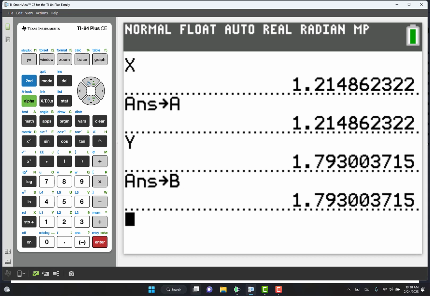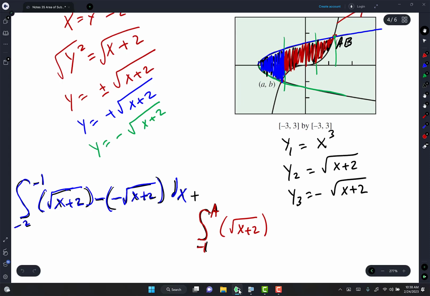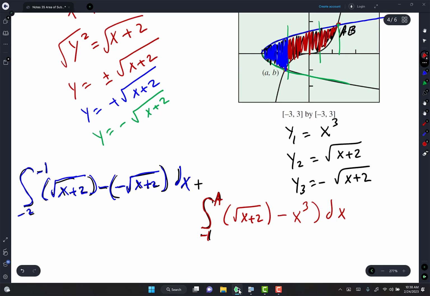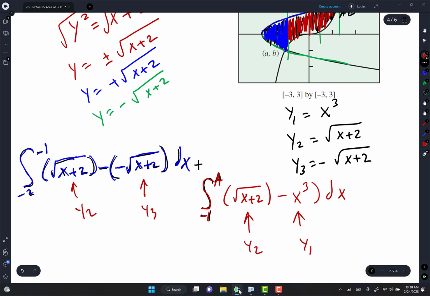Okay, we're back. So here it is. From -1 to A of the square root of x plus 2, that's the top, minus what's on bottom, x cubed dx. This is going to give me my area, right? Now look, guys, you can be smart because you already have this in your calculator. This is in your y2, remember? That's what we said. This is in your y3. This is your y2, and that is your y1. So that's how your calculator is going to look.